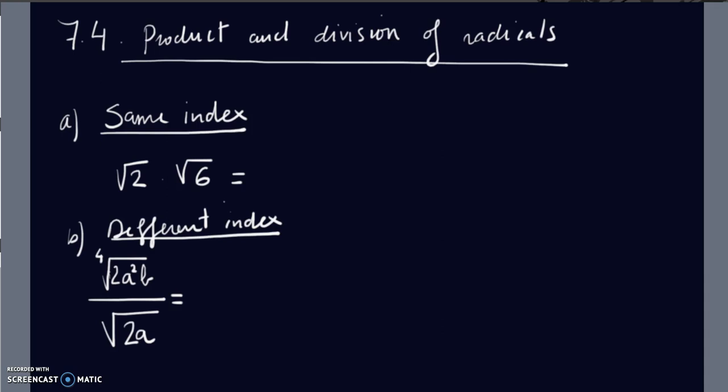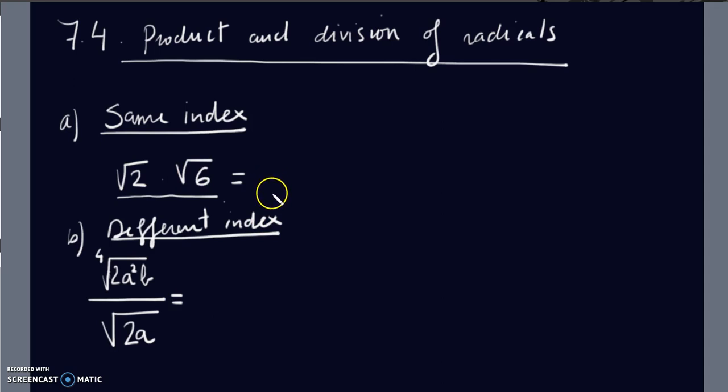So the simplest case is when you have the same index in the multiplication of radicals. Here is an example: the square root of 2 times the square root of 6. What is the index? The index is this number. It's a square root, so this is the number 2, and this is the square root of 6, so this is also the number 2. We have the same index in both radicals.